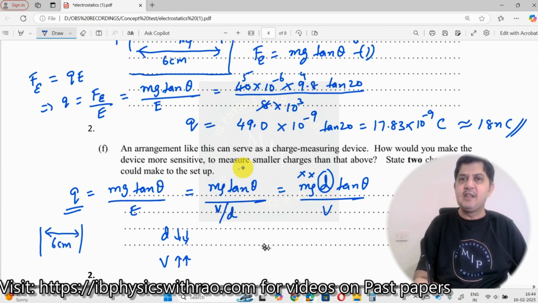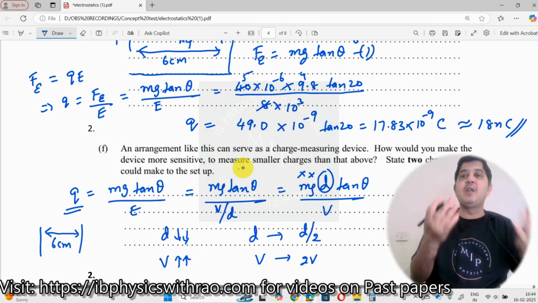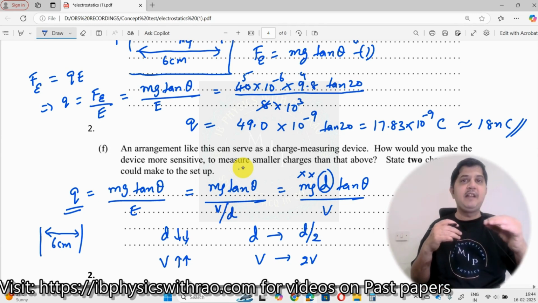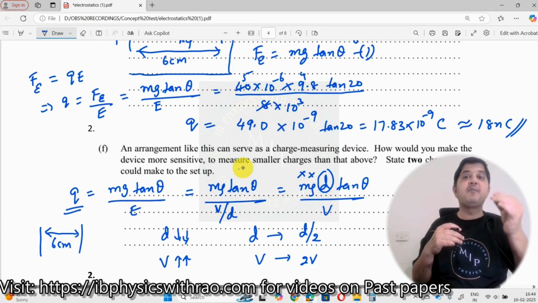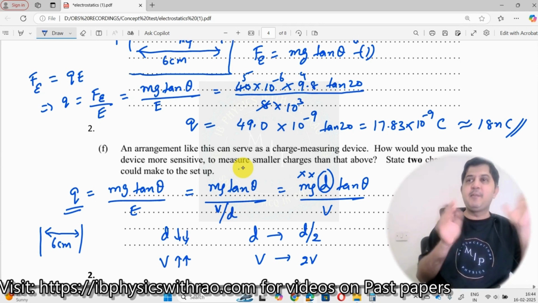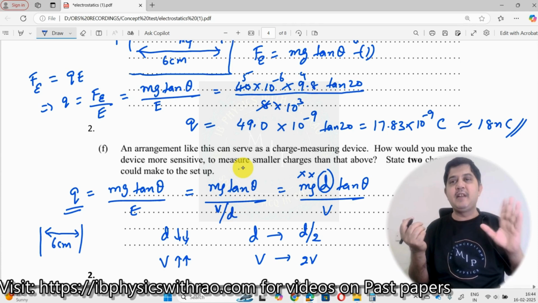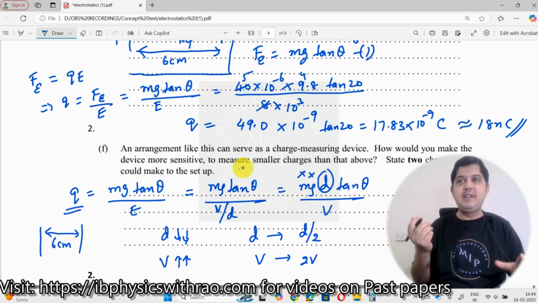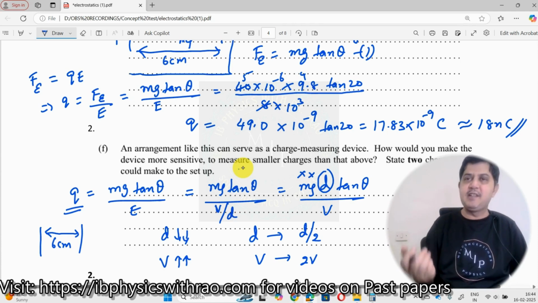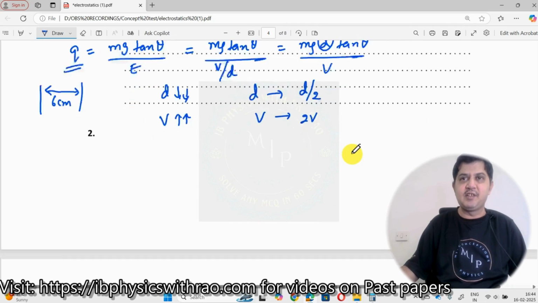So for example, I can say d can be made d by 2 and V can be doubled. When I do this, what will happen? Then the charge can be made 1/4 of it. You can still find out the least charge, which is 18 divided by 4. How much will this be? 4.5 nanocoulombs. The least charge that you can determine here would be 4.5 nanocoulombs. You can do it like this also. Thus you can do all these things. Now let us move on to the next question.